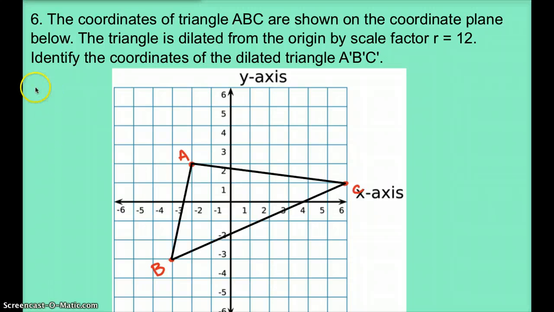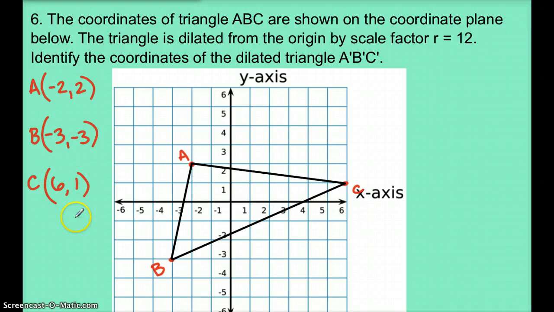So, let's look at A first of all. Starting at the origin, remember we always go side to side first and then up or down. So, to get to A, I need to go left 2, so that would be -2. And then I would need to go up 2, so that's a positive 2. For B, start back at the origin, I would go left 3, so that's -3. And then down 3, that would also be -3. And for C, I need to go right 6, so positive 6, and up 1, so positive 1.